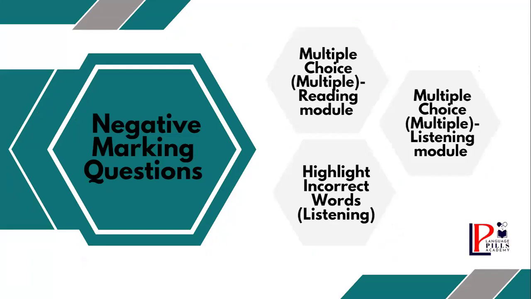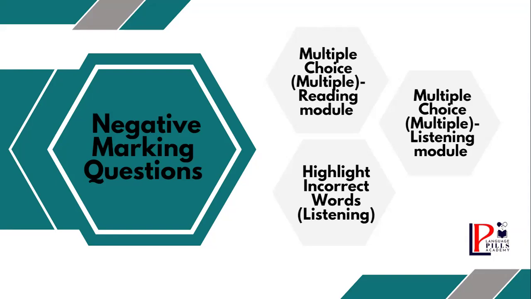So there are questions which are negative marking, such as multiple choice multiple answers in the reading module, multiple choice multiple answers in the listening module, and highlight incorrect words. As I mentioned, there are questions which are important for 79. So multiple choice, multiple answers in reading and listening, although negative marking, are not high scoring questions. So these are not your concern. Your main concern is a question which is high scoring and at the same time negative marking. So that is highlight incorrect words. So you have to be extra careful in negative marking questions.